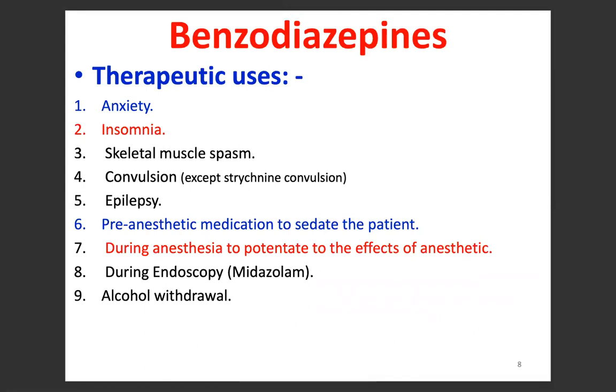Therapeutic uses of the benzodiazepines. As we discussed, it is used in the management of anxiety, insomnia in the patients or persons who are not able to sleep, skeletal muscle spasm because these drugs produce skeletal muscle relaxation, convulsions meaning epilepsy, except strychnine convulsion.